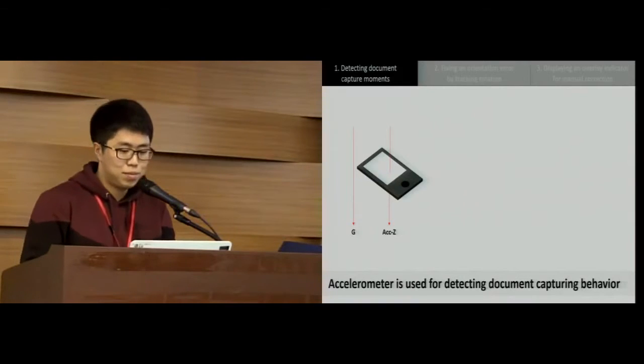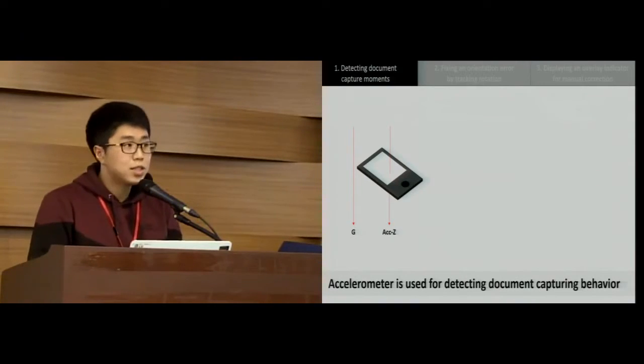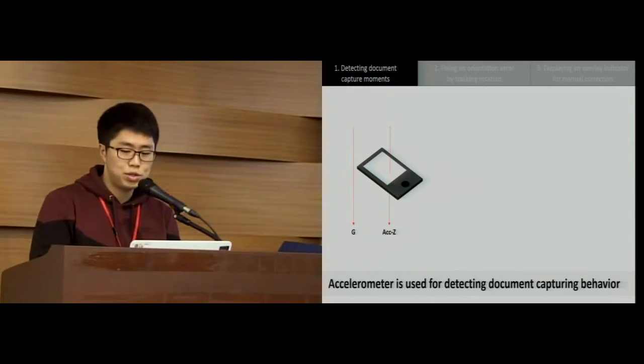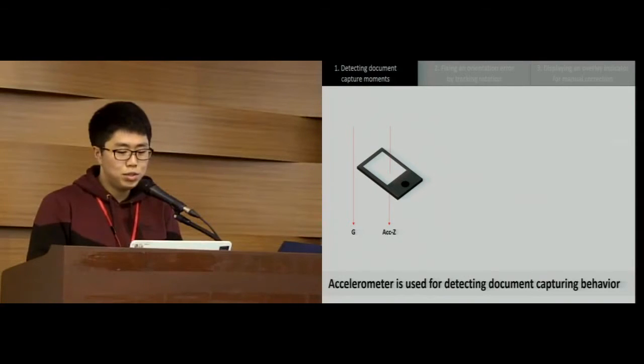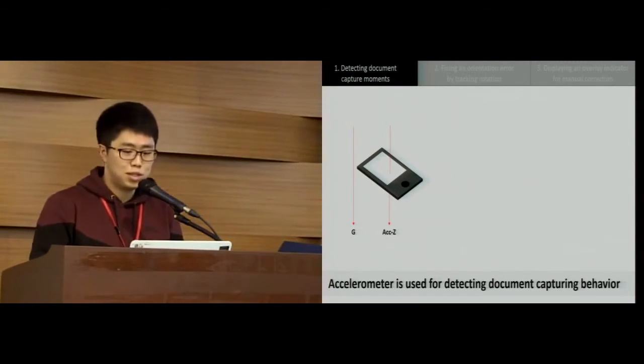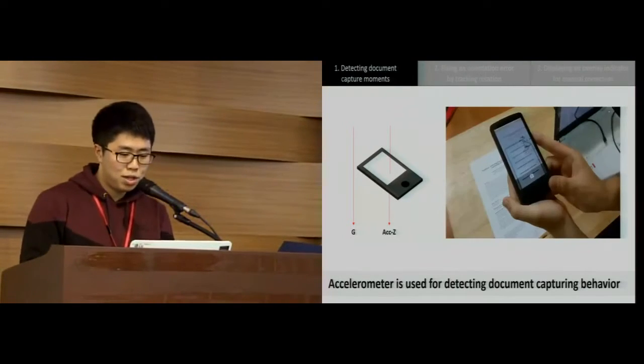So this is the first step. First, ScanShot checks the gravity force on the z-axis of the accelerometer to determine if the user is capturing documents or not. After a user spots an area to capture through the previous screen, the z-axis value approaches the gravity value and the device's movement gets stabilized. I will show you how it works in the video.